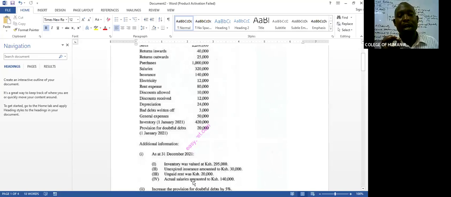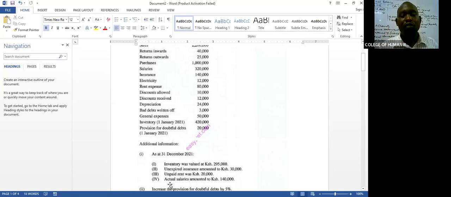Number 3 says unpaid rent. Remember, any unpaid becomes an accrual. So rent that was paid was 80,000, and then here you are told that 20,000 is unpaid. So we paid 80,000 and we still have a balance of 20,000 that we have not paid. So how much were we supposed to pay? We said when it comes to accruals, you add. So that year we were supposed to pay rent of 100,000. For the accruals, you add. For the prepayments, you deduct.